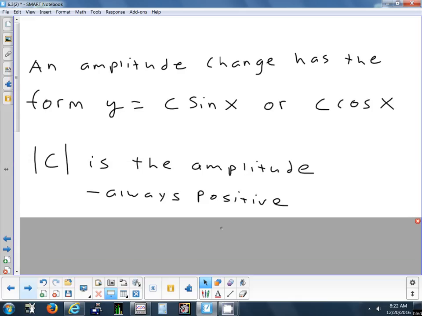Okay, so if all you want to know is the amplitude of your function, you just take the absolute value of the number in front. So again, that means it would always be positive. That's why we take the absolute value.